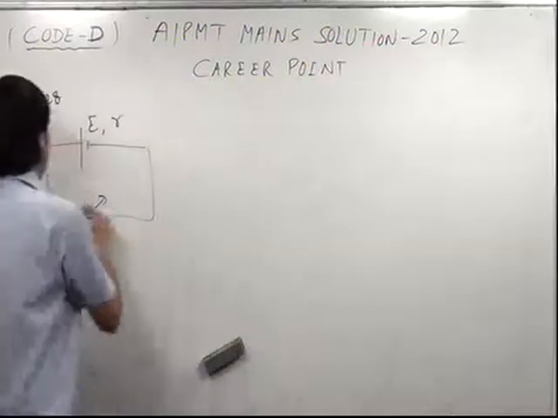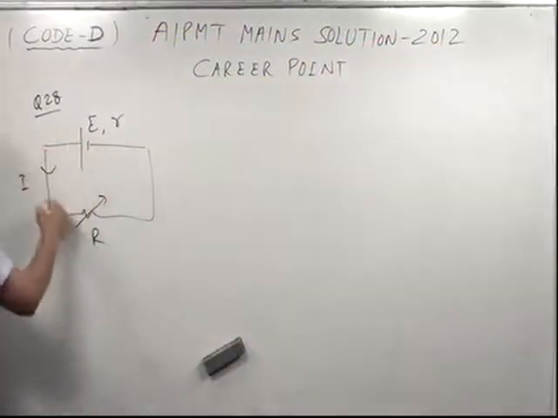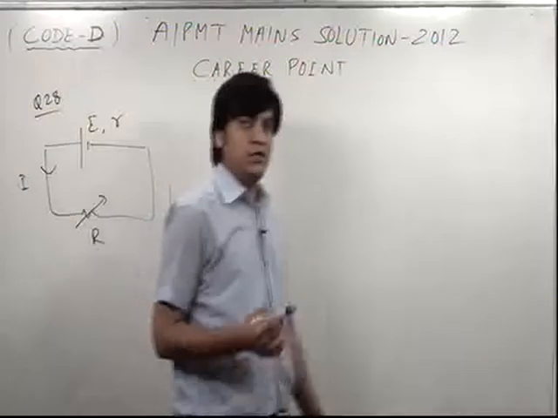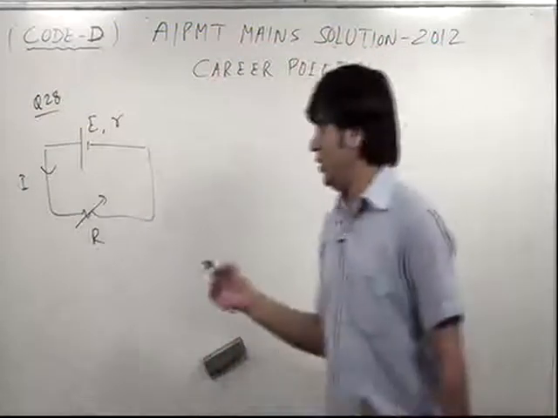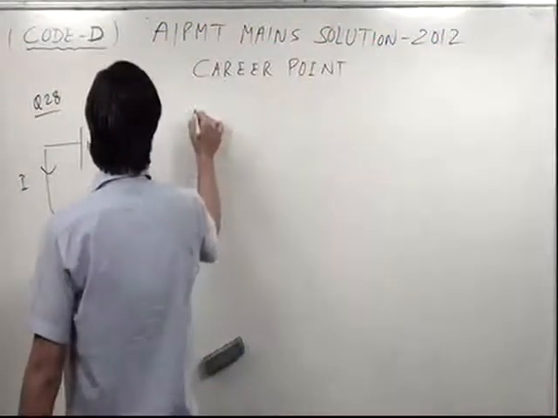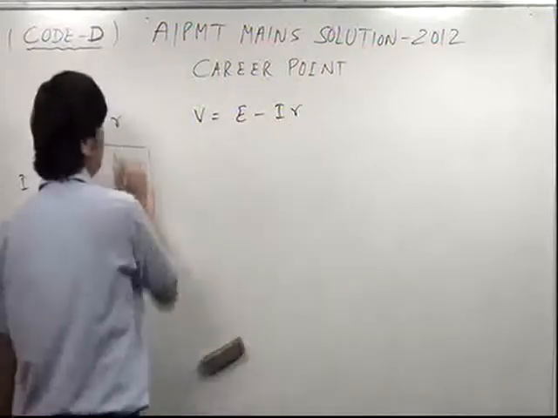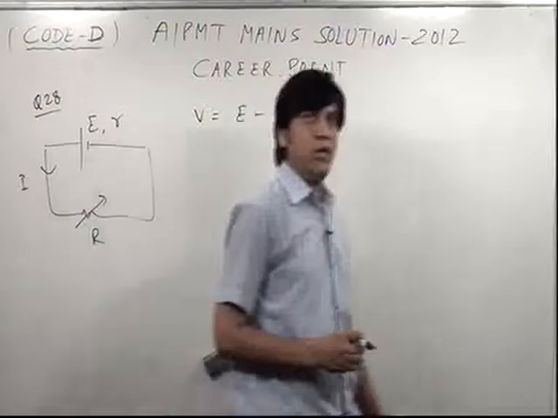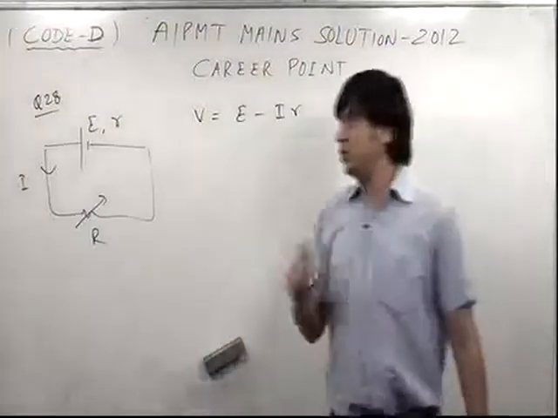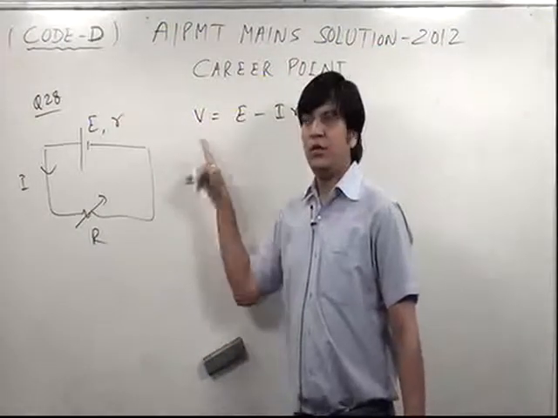We all know that there is a flow of some current here. Definitely a closed loop is there and a battery is there. Definitely some current I will flow there, and accordingly we know that V is given by E minus Ir. This is the standard equation. We all know about that. V is given by E minus Ir. Now we have to plot the curve between this V and capital R.